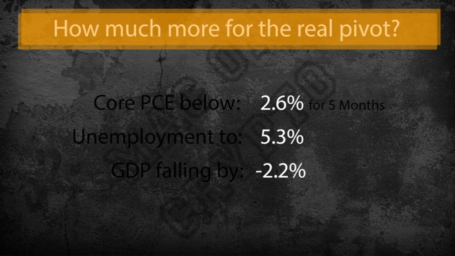So we spoke to many experienced people, long-time traders in the market, and many believe for the real pivot to happen, which is the real dump in the crypto market, core PCE needs to reach 2.6%, and then during that consolidation period it will stay at that price for around 5 months, unemployment to tap 5.3%, and GDP to fall by 2.2% from its current price.